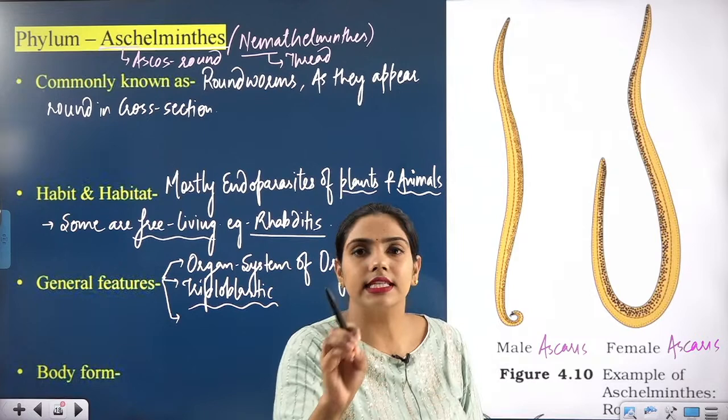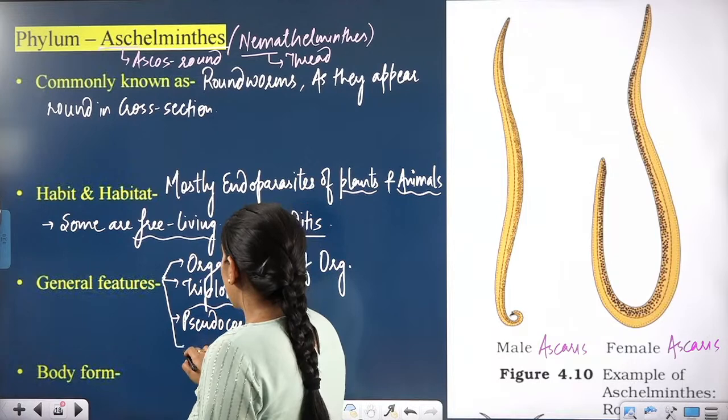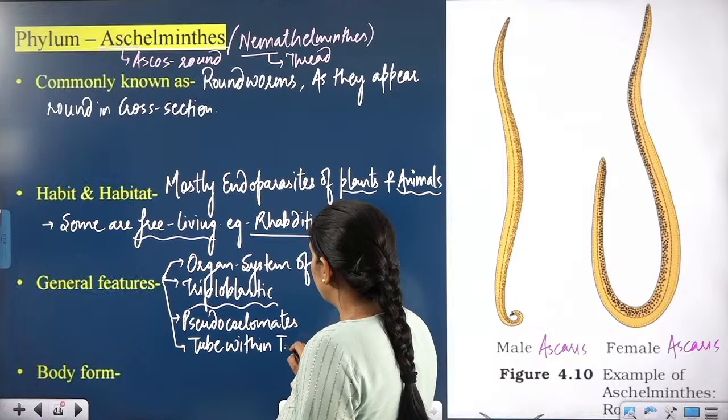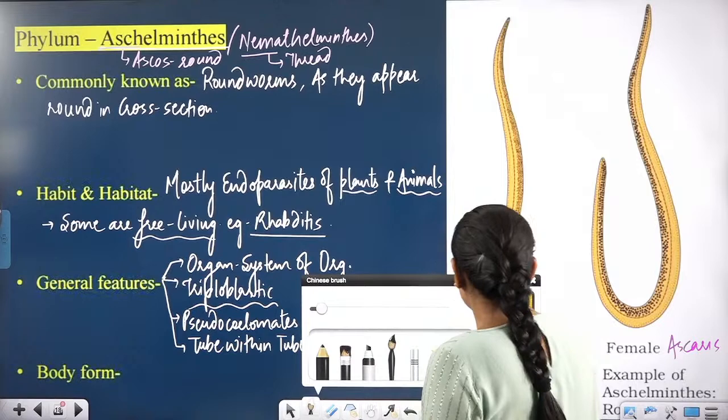So they are pseudocoelomates, right? Then they have tube within tube body plan. And beta, they have bilateral symmetry. So what is the new thing which you have observed in this phylum?